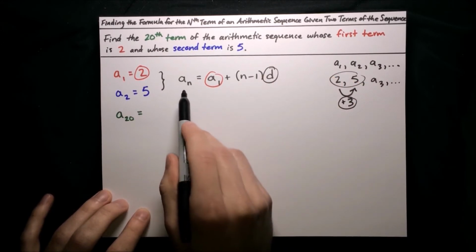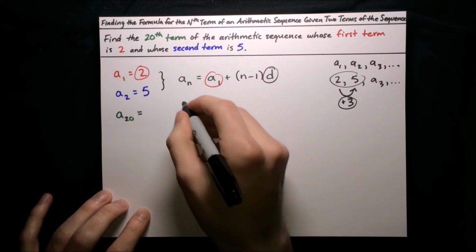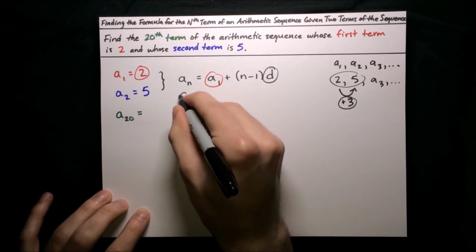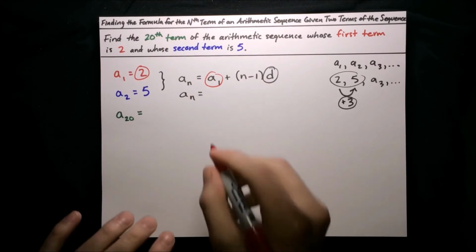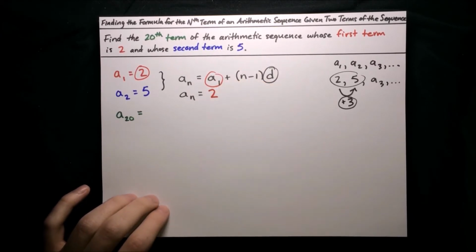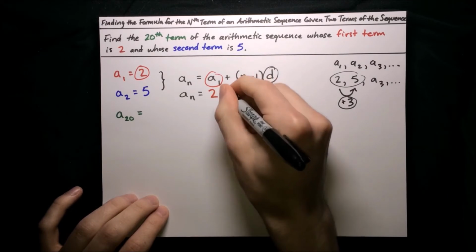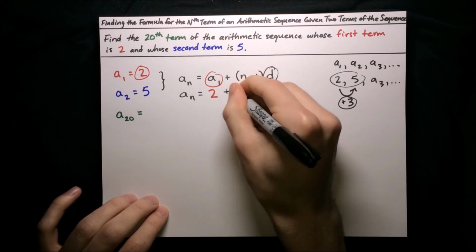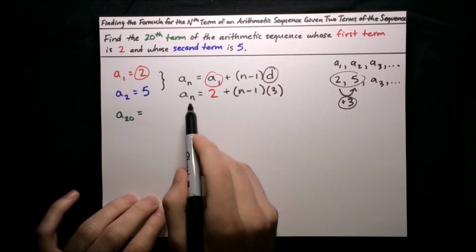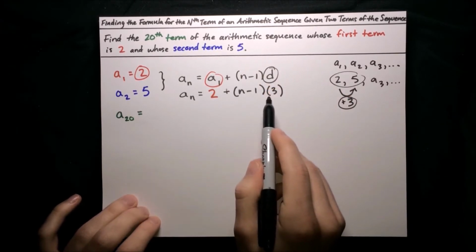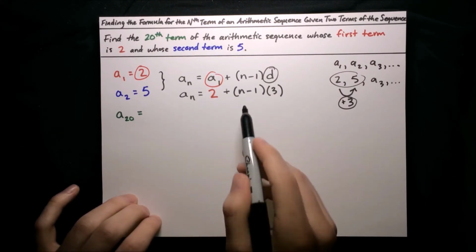Okay, so now let's write down this an formula here again with the numbers substituted. So an is a1. a1 is just 2. And then we have to add n minus 1 times the common difference, and the common difference is just 3. So there is our formula for an, and now we just need to plug in n equals 20, and we'll be good to go.